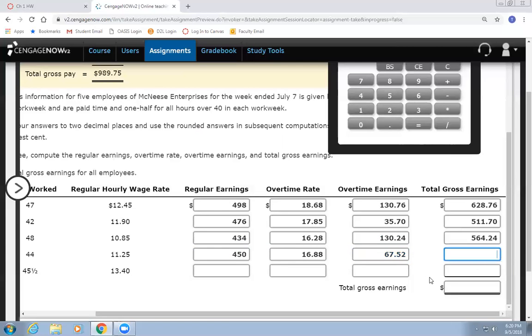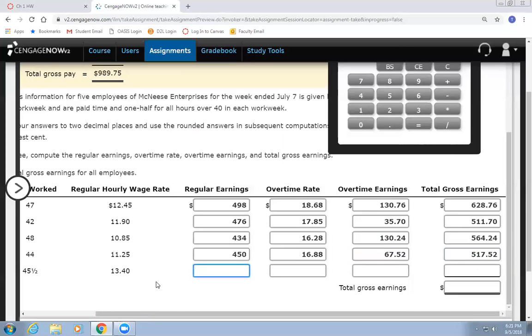$67.52. And again, regular plus overtime. And what is that? $517.52. Awesome. Perfect. So this one's pretty easy, but we need to start somewhere. You have to know how to calculate overtime and overtime rates, so it's important.